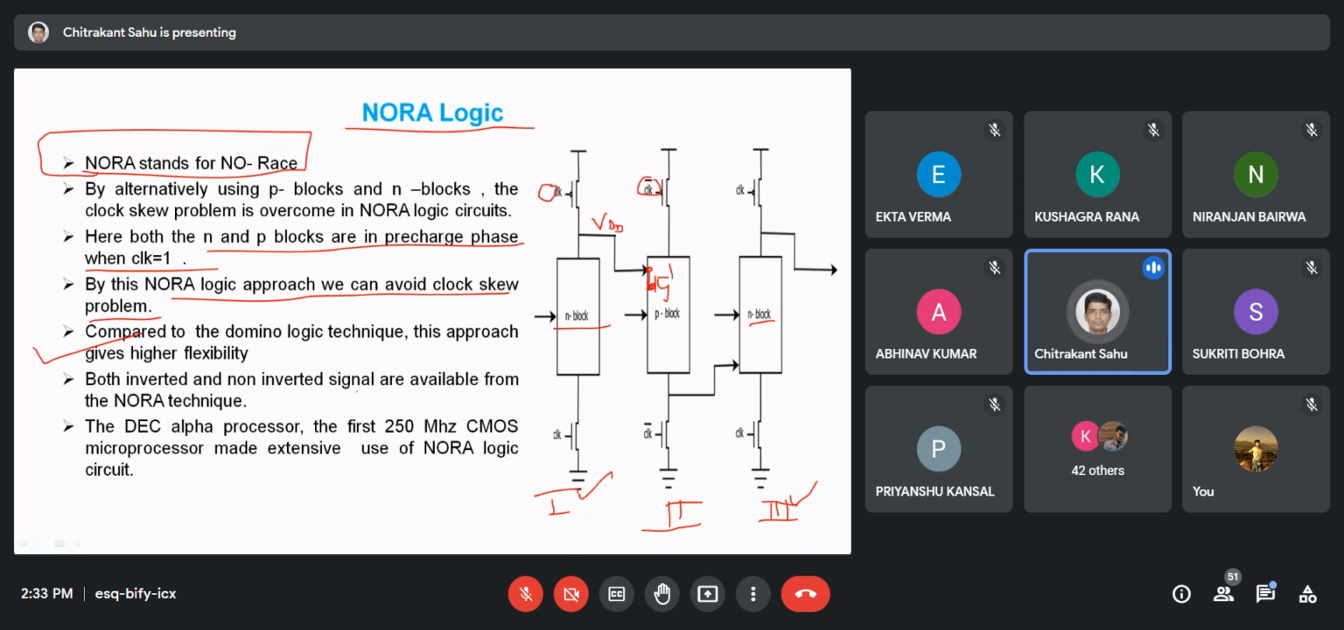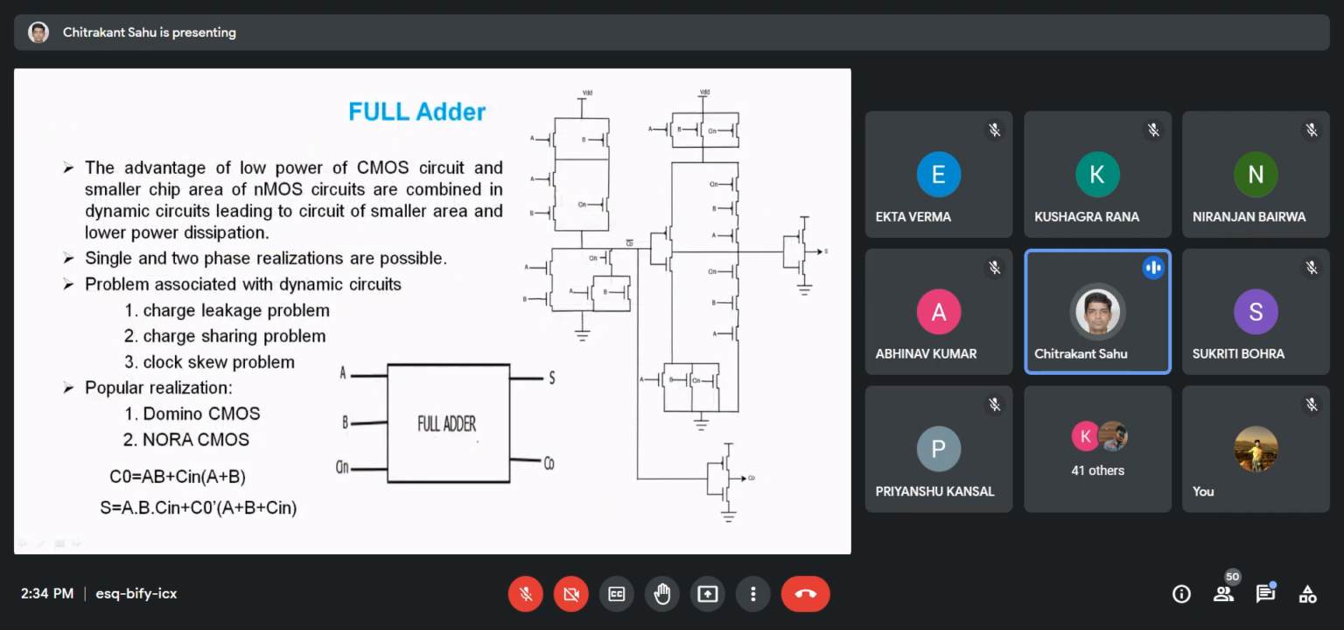Both the inverted and non-inverted signals are available in NORA logic. As you can see, this is the implemented n block, and the p block will have another implemented block. What was prepared using NORA logic is the DEC Alpha processor, the 250 megahertz CMOS microprocessor that made extensive use of NORA logic circuits. That has been utilized for making the product. So this is one example of how to realize a bigger network using domino logic or NORA logic.